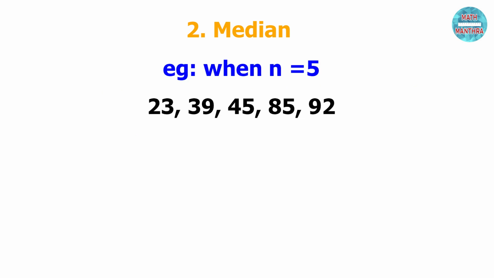Now, when n is equal to 5, take an example: 23, 39, 45, 85 and 92. So here I have given 5 observations. Already it is arranged in ascending order. So what will be the median of this data? It will be the middlemost observation, which is 45. So in this case the median will be 45.